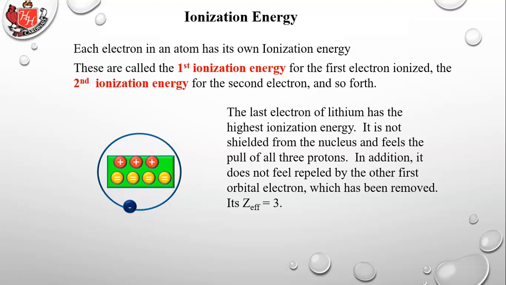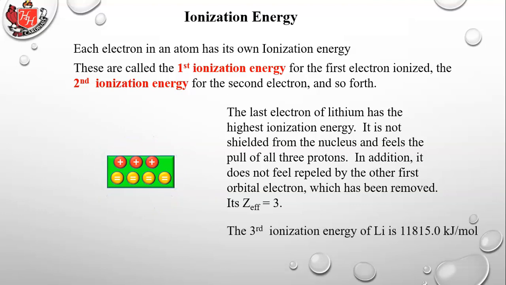So once that other first orbital electron went off, then that last final electron that you see there doesn't have the repulsion of the other electron, and so it's held even more tightly to the nucleus by the 3 protons. So in addition, it does not feel repelled by the other first orbital electron, which has been removed. So the Z effective is 3, but it also doesn't have that other electron near it. So it's gone. So the third ionization energy for lithium is 11,815. So it's much higher than even the second ionization energy.